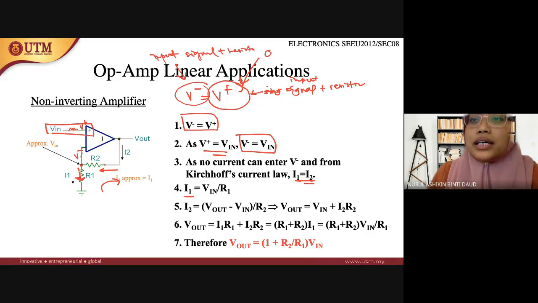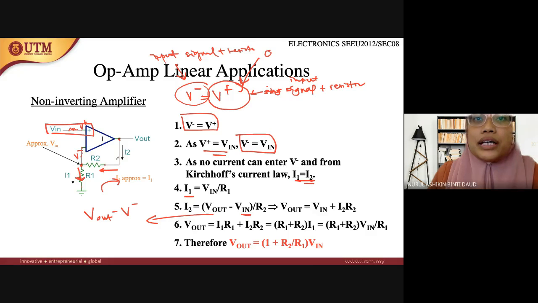Okay, for I2, since there is a potential difference between V output and V minus here, and the current flows from here to here, right? So it is V output minus V minus. Since V minus is equal to V in, that's why it becomes V in like this.